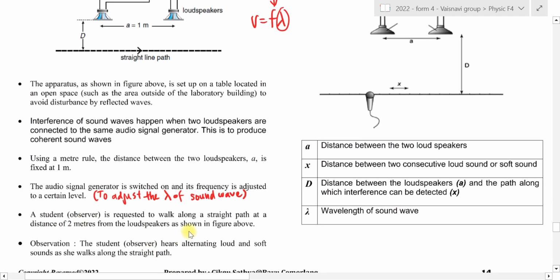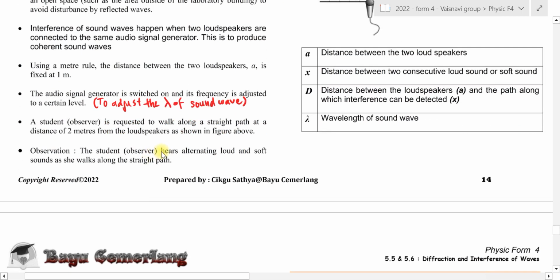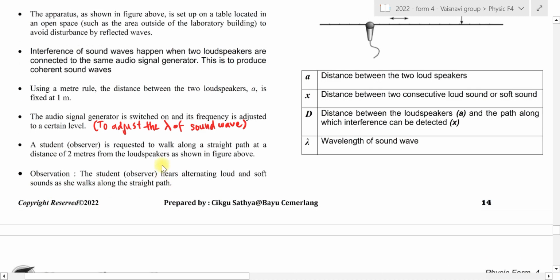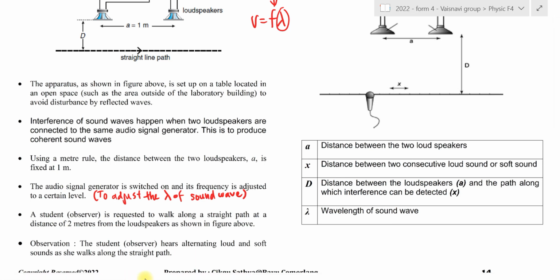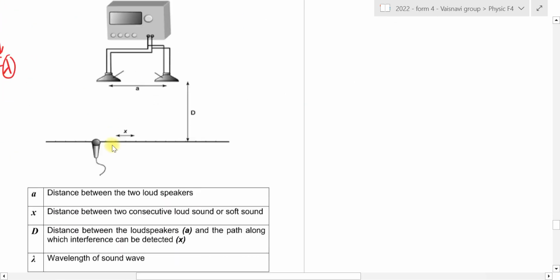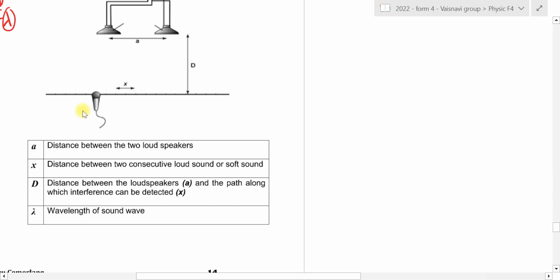A student or observer is requested to walk along the straight path at distance 2 meter from the loudspeaker. The student can hear loud and soft sound alternating, okay, as you walk along the straight path. Okay, so maksudnya A kamu di sini adalah distance between two loudspeaker. X kamu adalah distance between two consecutive loud sound or soft sound. Jarak antara A dengan X adalah D. Okay, distance between loudspeaker and the path along which interference can be detected. Lambda is wavelength of sound wave lah.